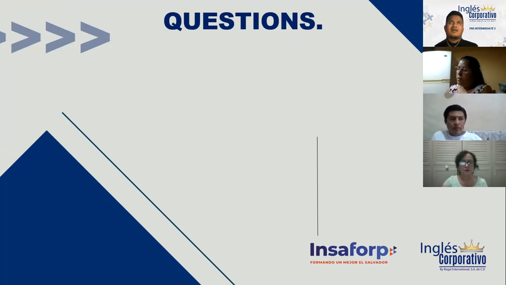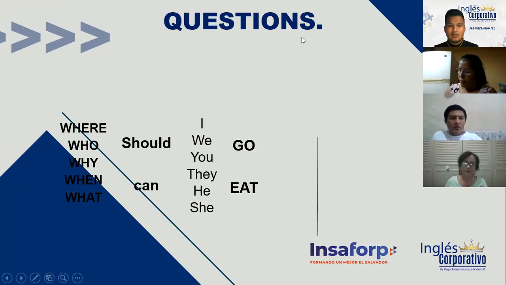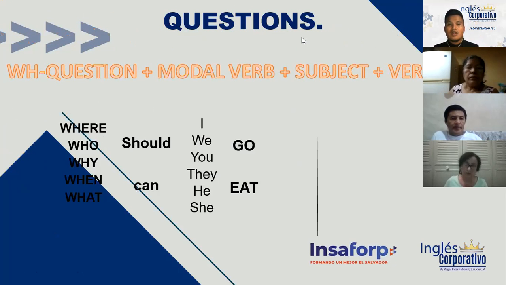So, what am I going to do to create a question? We have two ways to do it, two forms. We will find out the first one. This is the first one. Yes, here we have it. We can use a WH question, you know some of the WH questions, right? We have some examples over there. Where, who, why, when, what, there's more than those ones, but I just want to give you general information so you can understand.